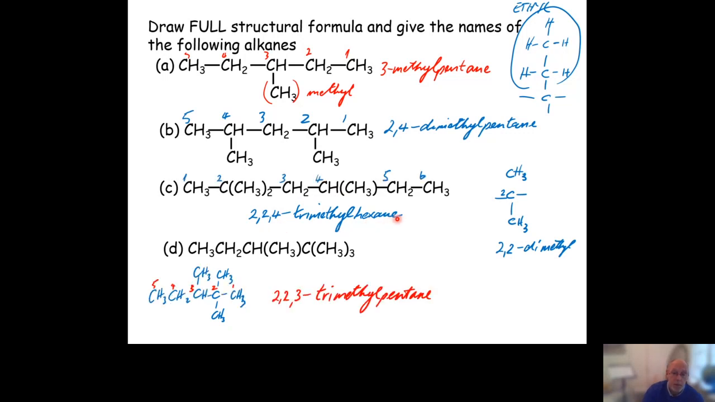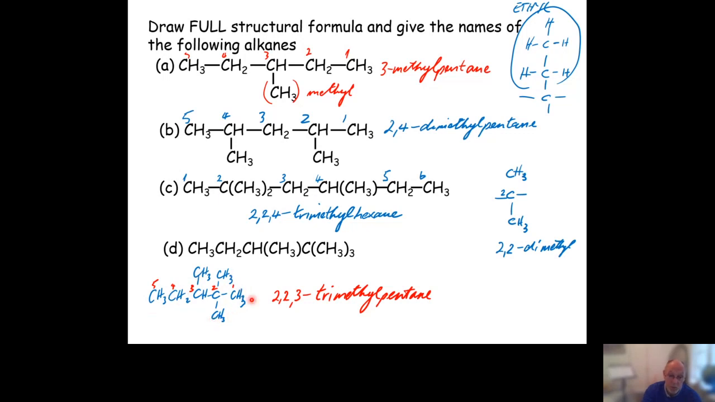Okay. And then the very last one, 2, 2, 3 trimethylpentane. Now you might have struggled with this one because using this abbreviated formula does throw a lot of people. They think that's 3 methyl groups, but actually this carbon over here is this one. So you've got 3 CH3s, you've got a CH3 there, CH3 there, CH3 here, but this one's part of the longest chain. So that's why it's not 4 methyl groups.